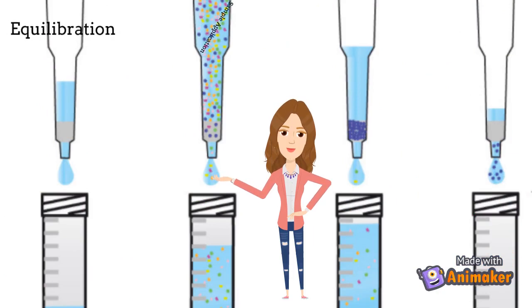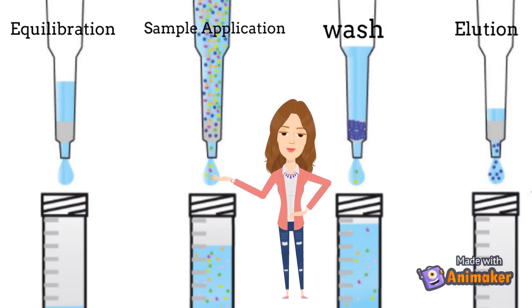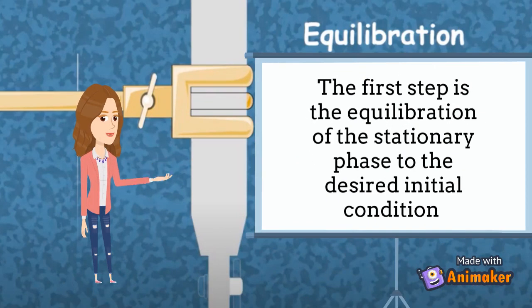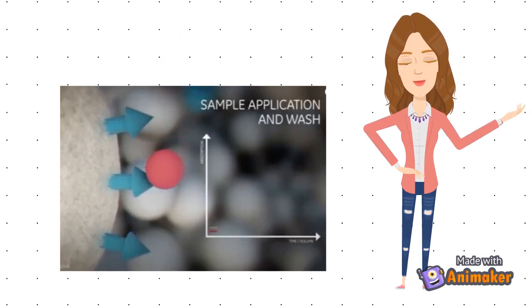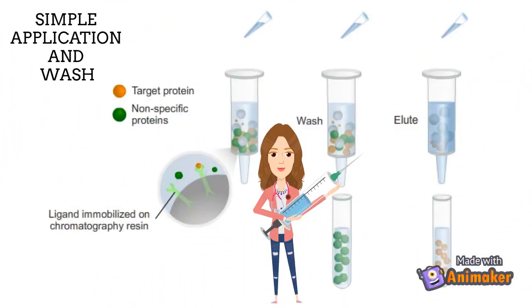The separation in affinity chromatography experiments is carried out in 4 different stages: equilibration, sample application, wash, and elution. The first step is the equilibration of the stationary phase to the desired initial condition. The second step is the application of the sample and washing. The goal of this step is to bind the desired molecule and wash off any material that has not been absorbed. Molecules that have not been absorbed will flow through the porous medium, entrained during the washing of the absorption buffer.